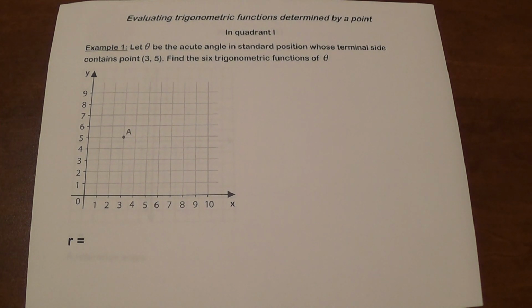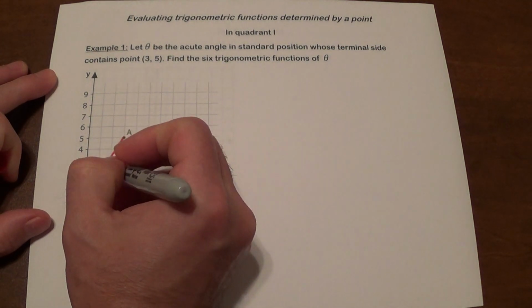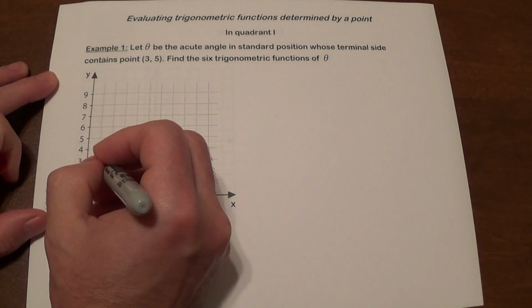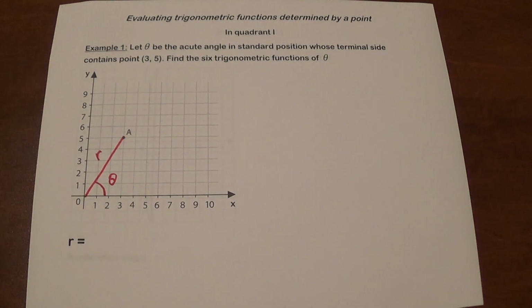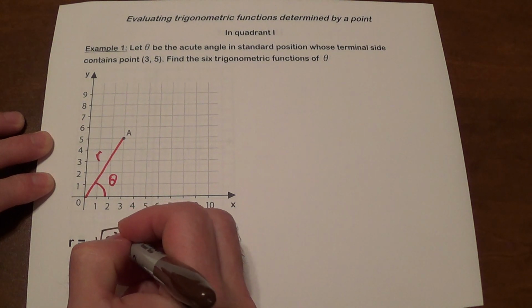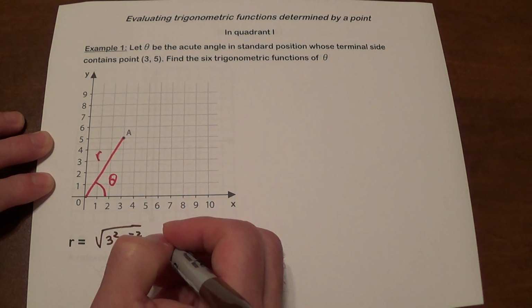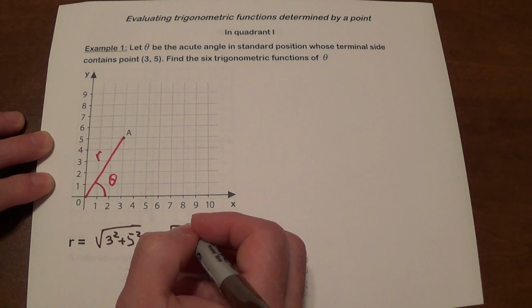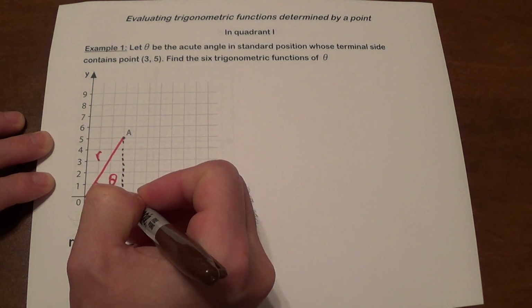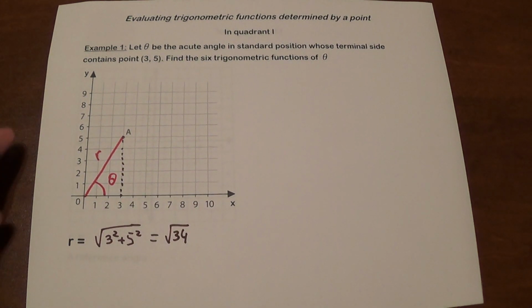So everything's positive. Just so that we understand the picture better, we're going to connect this, and we're talking about this angle theta here. So this distance between 0 and A is what we're going to call r, and you find r simply by using the Pythagorean theorem. So it's going to be the square root of 3 squared plus 5 squared, which is the square root of 9 plus 25, which is the square root of 34. And if you complete this to a right triangle, it should be pretty straightforward here.